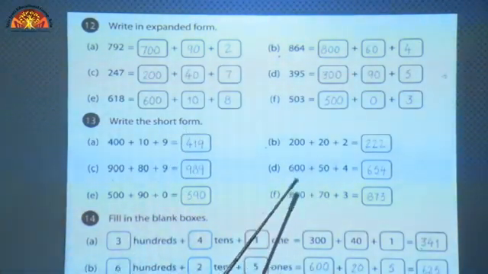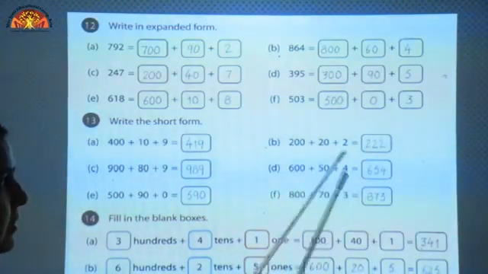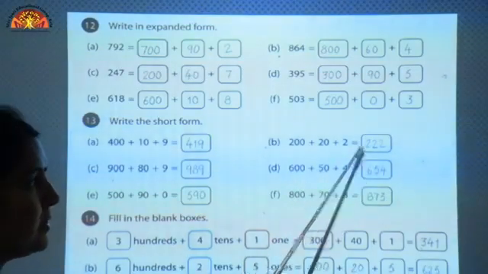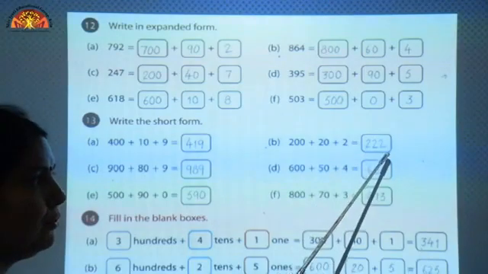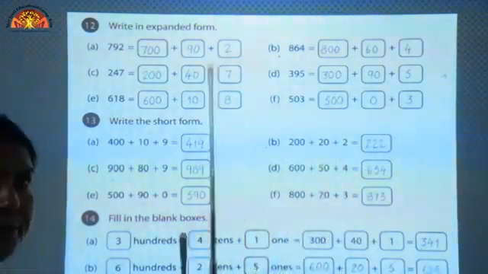Let's see one more example. 2 is at hundreds place. So we will write 2 at hundreds place. Here again 2 at tens place. So we will write 2 at tens place, and 2 again is at ones place. So we will write 2 at ones place. This is the short form of this expanded form.